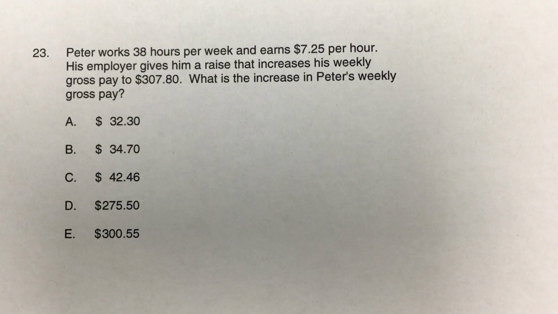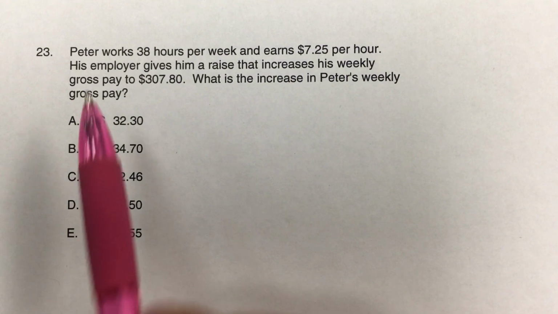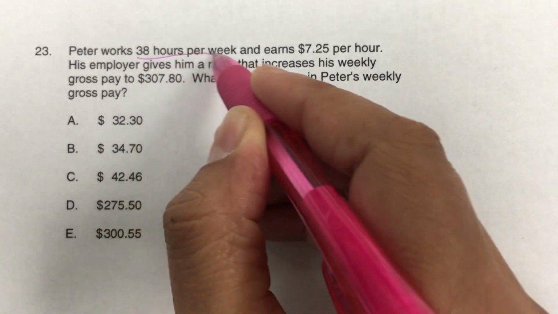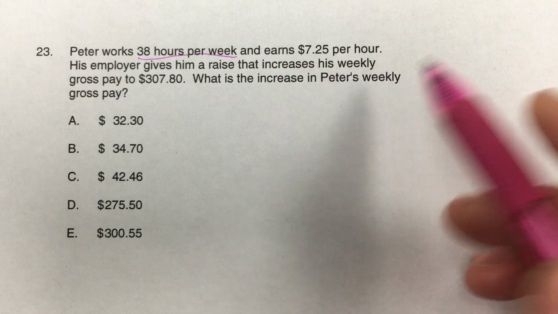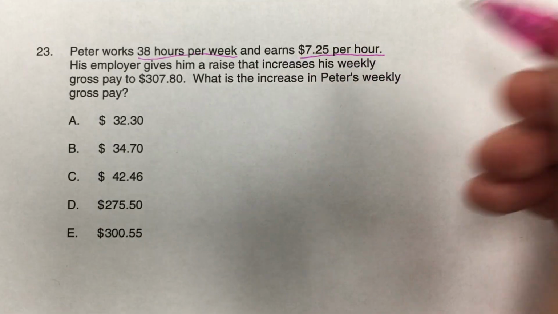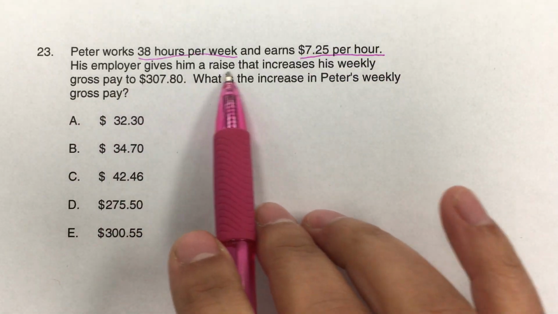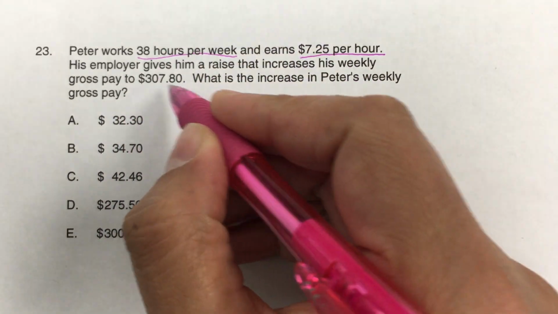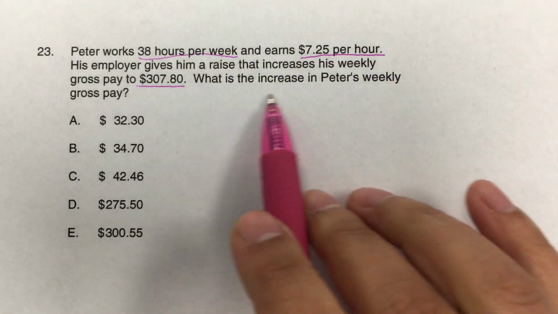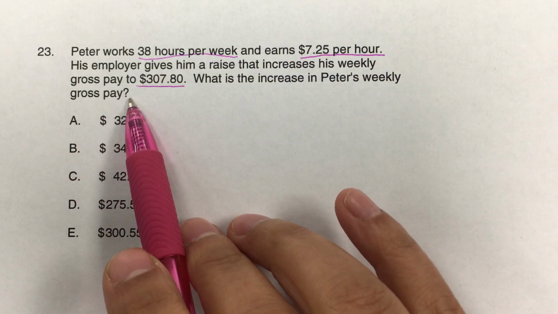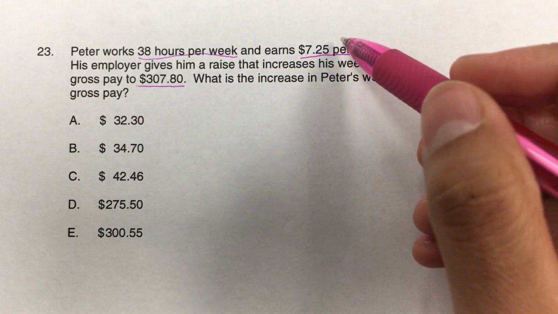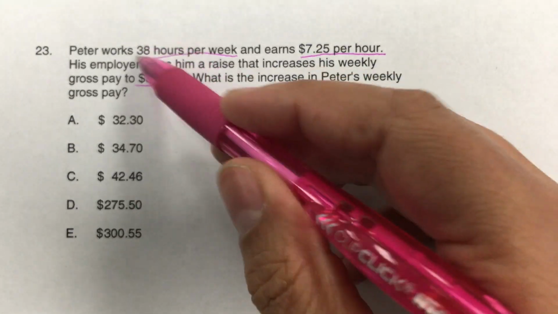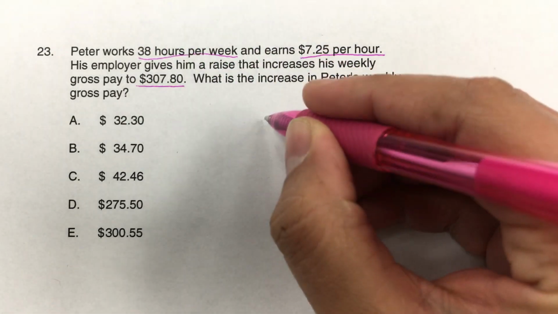Okay, number 23. Let's read it. Peter works 38 hours per week, okay, and earns $7.25 per hour. His employer gives him a raise that increases his weekly gross pay to $307.80. What is the increase in Peter's weekly gross pay? Okay, so the first thing that we need to know is how much did he earn before. So we're going to multiply the 38 hours times the 725.